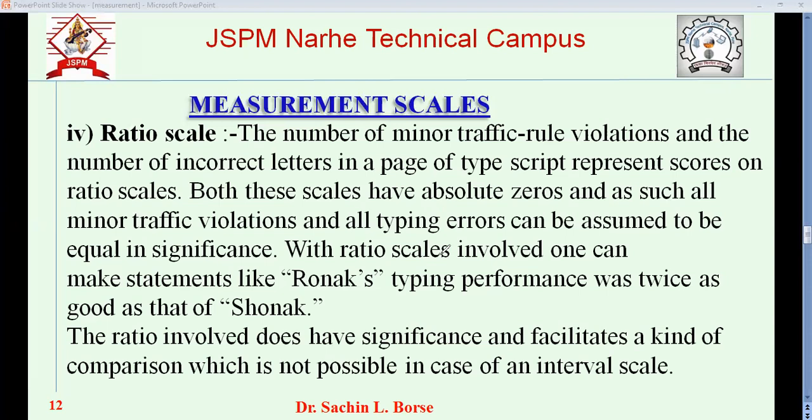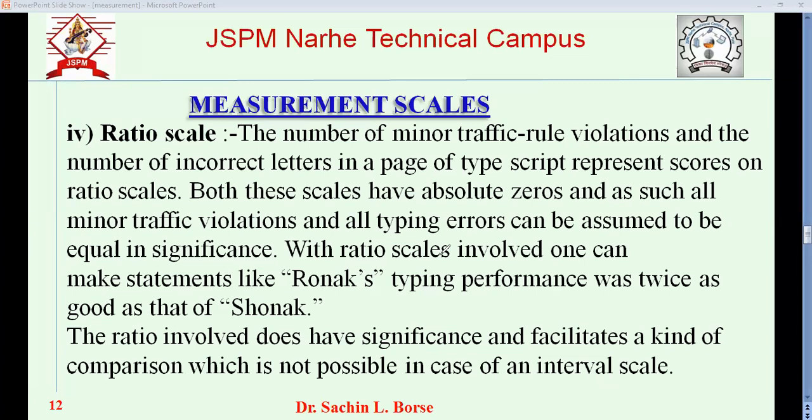With the ratio scale involved, we can make a statement like Ronak's typing performance was twice as good as that of Shonak. So we can really compare. The comparison was not possible earlier, like we took the case of temperature. As there was no absolute zero for degrees Celsius, for a comparison like 60 degrees and 30 degrees, we cannot say that 60 degrees is double that of 30 degrees. But like in typing, when they type, you can find the number of mistakes.